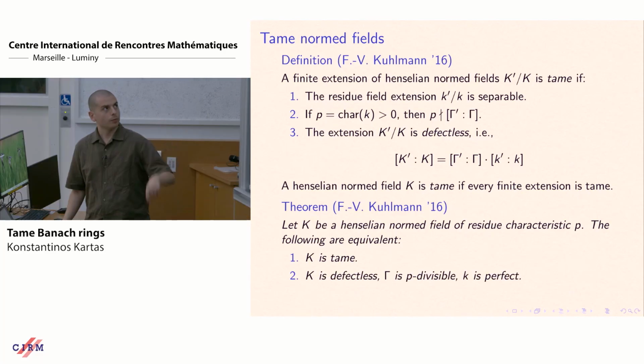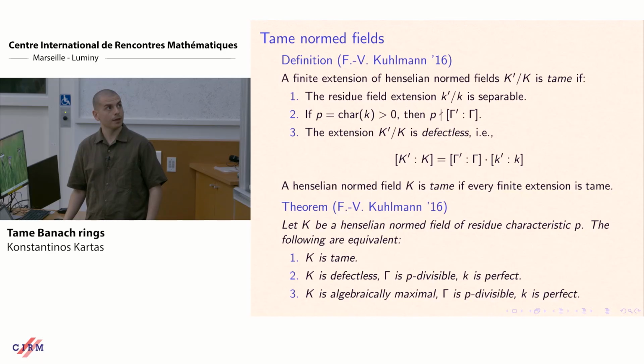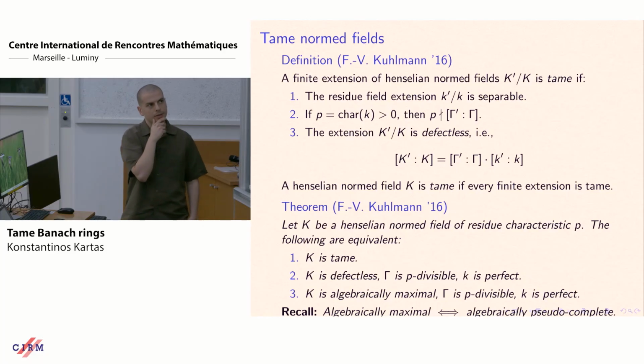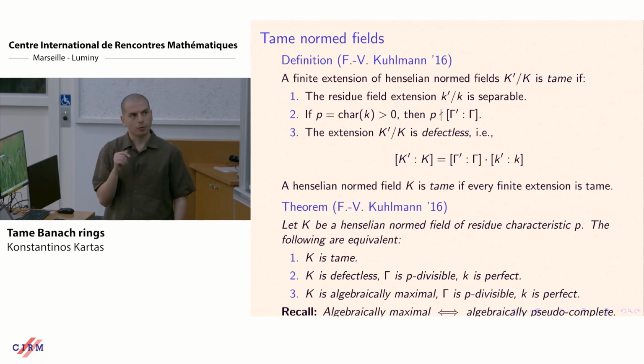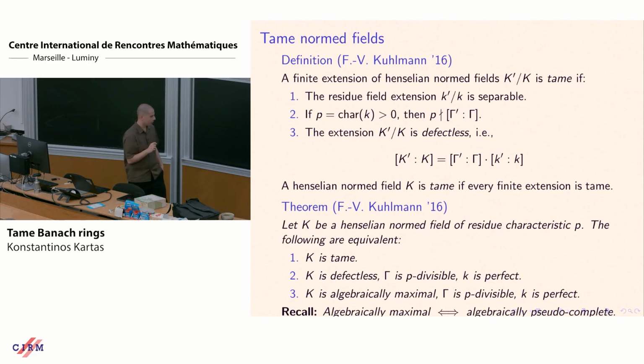So, K is tame if and only if K is defectless, the value group is p-divisible and little k is perfect. If and only if K is algebraically maximal, so this means no finite immediate extensions. And again, the value group is p-divisible and the residue field is perfect. So you can actually also replace algebraically maximal with another condition, and that's actually a key point, so let me emphasize this.